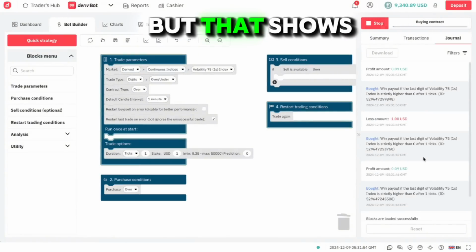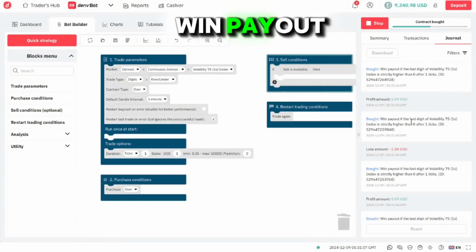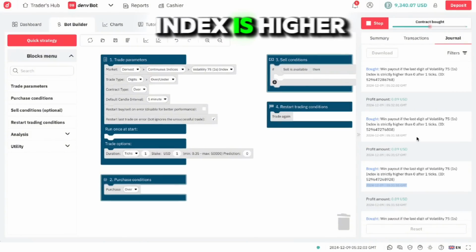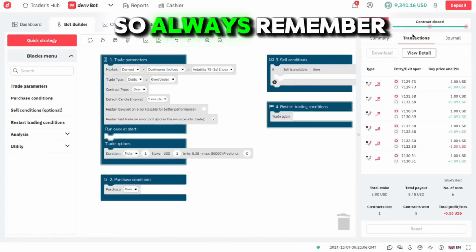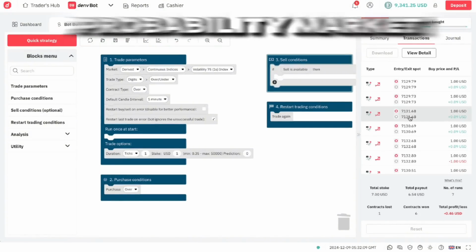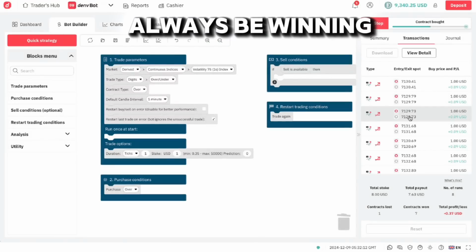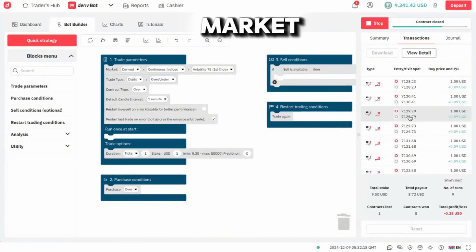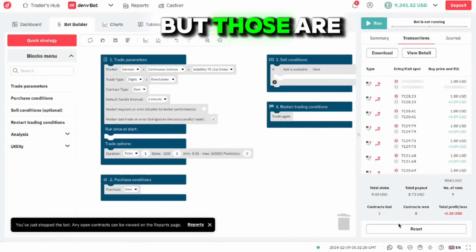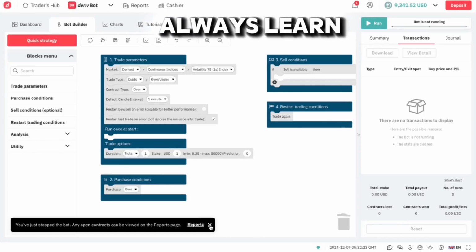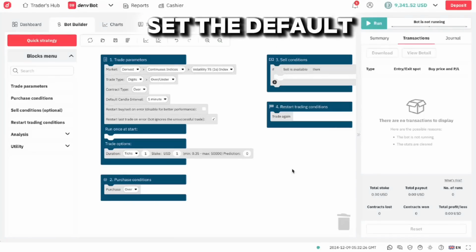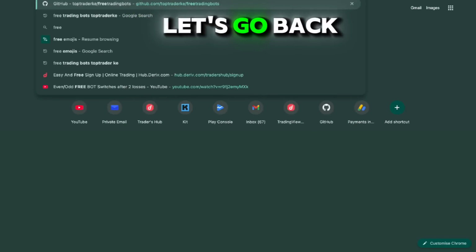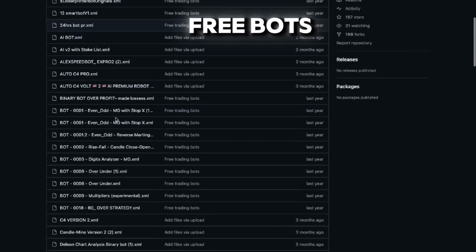You have a journal part that shows you what the bot is doing. For example, you can see win payout if the last digit of Volatility 175 index is higher than 0 after one tick. So always remember that. You can see in a low probability market, the bot will always be winning. That's why if you add the recovery with a higher risk market, it becomes quite a good bot. But those are things that you can always learn. So that is basically how you set the default bot and run it. Now let's say you have a bot you've downloaded from somewhere. Let's go back to Top Trader free bots.